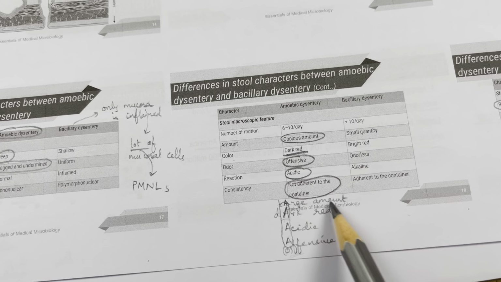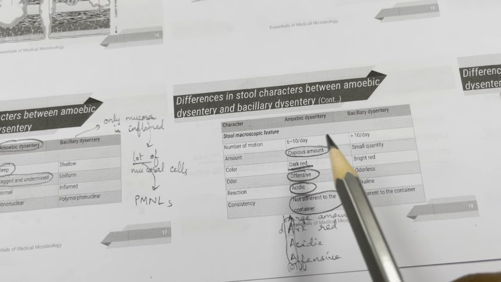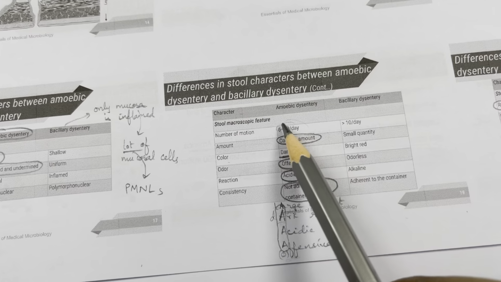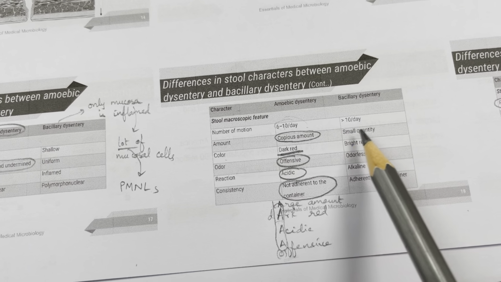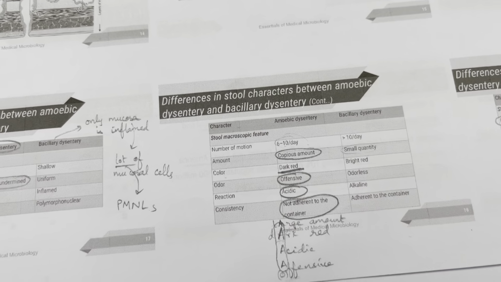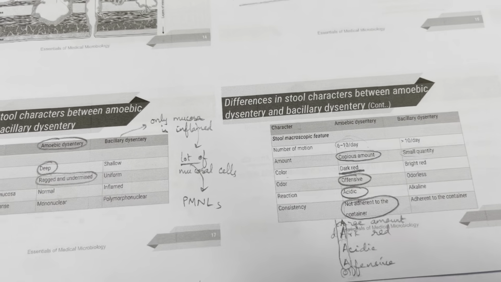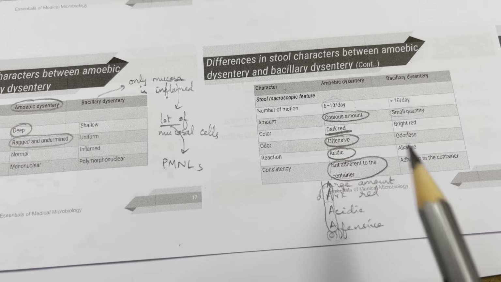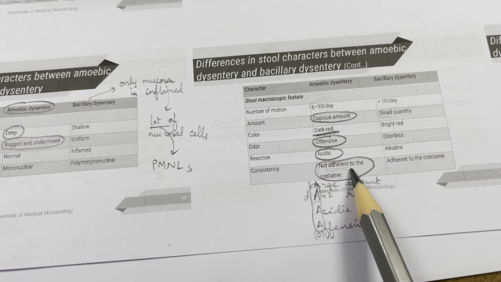So if you are excreting out large amounts of feces, then you go for a smaller number of motions, so 6 to 10 per day. But in bacillary, if you are excreting small quantity of feces, you go for more frequency. So large number of motions. Next, it is also not adherent to the container.